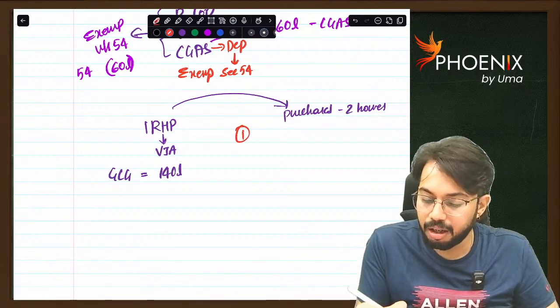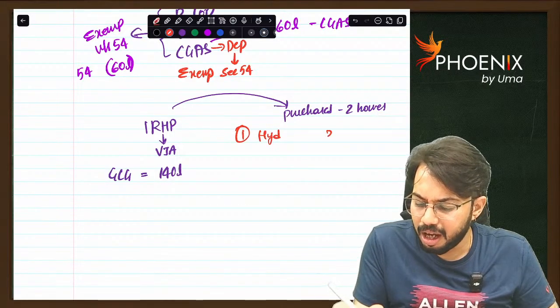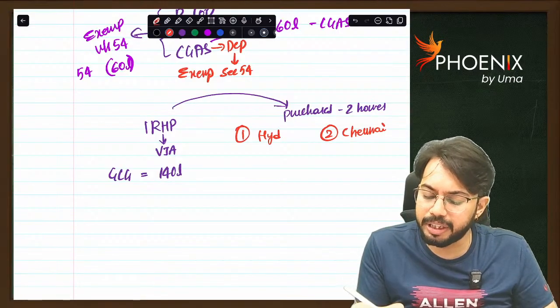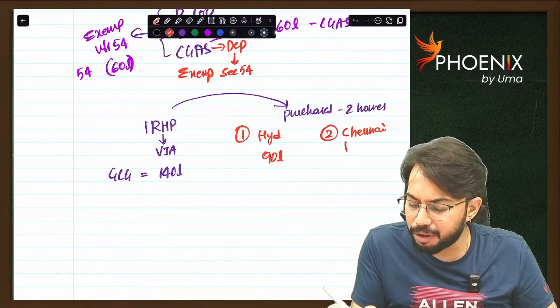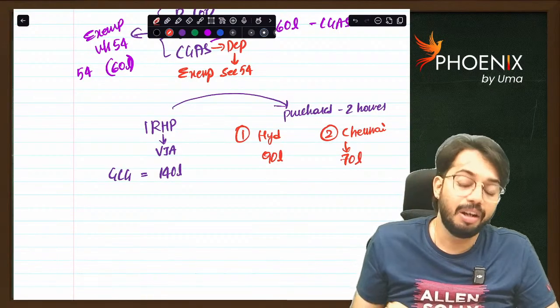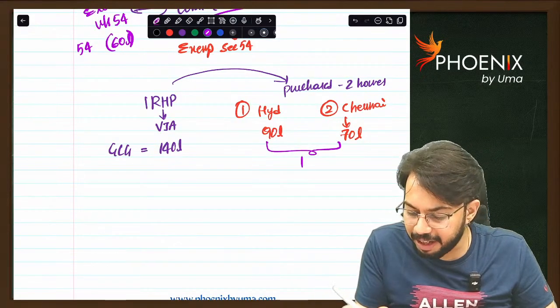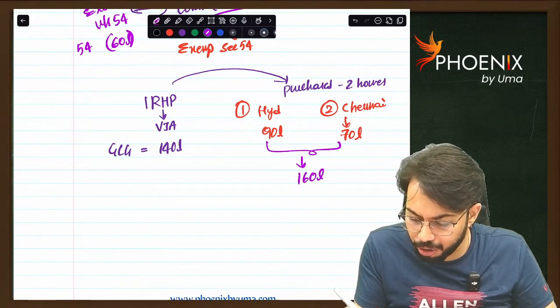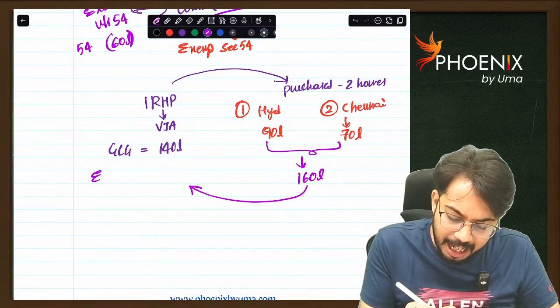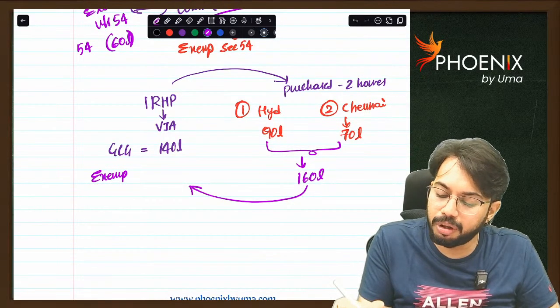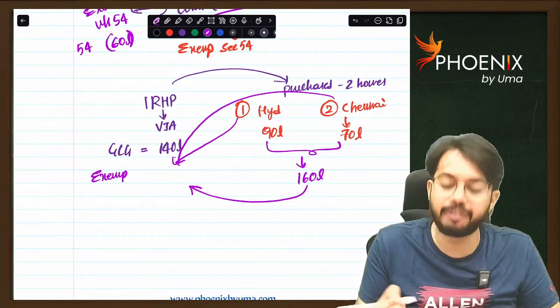One in Hyderabad, another one in Chennai. Hyderabad house is 90 lakhs, Chennai house is 70 lakhs. Now, question here is 90 plus 70, 160 lakhs. Now, both houses, can I claim as exemption? Can I claim both these houses as exemption under section 54?